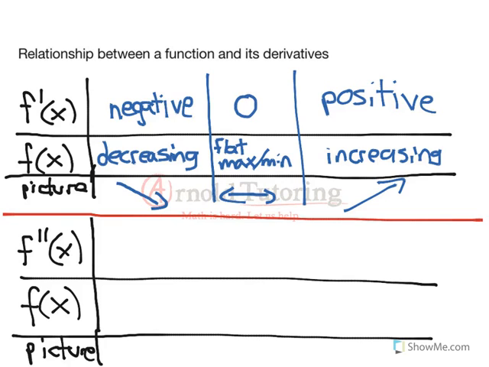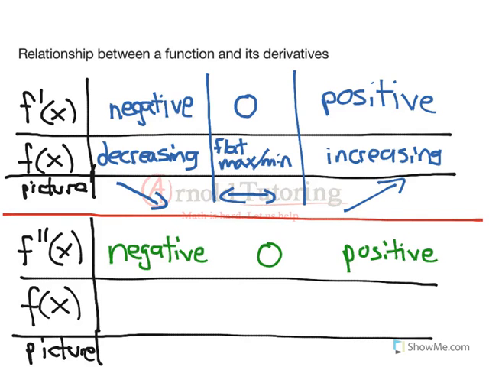Now let's talk about the second derivative, and I'll do this in a different color. We're going to look at the exact same three scenarios: negative second derivative, a 0 second derivative, and a positive second derivative. Now the second derivative is like the derivative for the first derivative. If that doesn't sound confusing, I don't know what does. So what does that mean? It means it's the rate of change of the derivative.